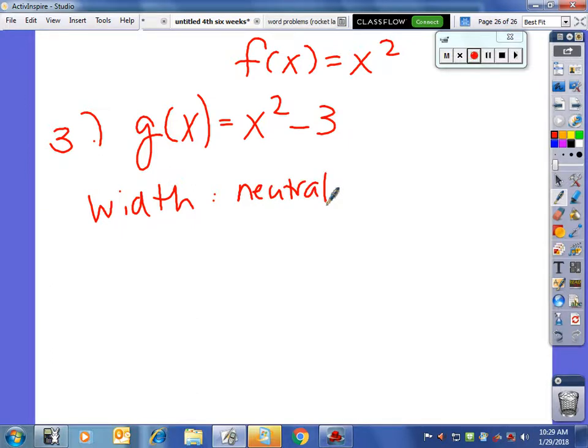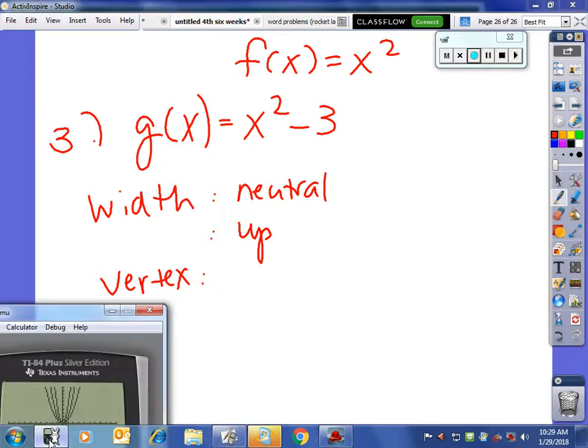Does it open up or down? Up. What's different about it than the parent? The vertex. The vertex is not at 0, 0 anymore. The whole thing went down 3 spaces.